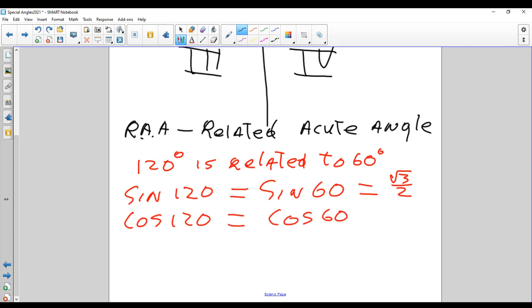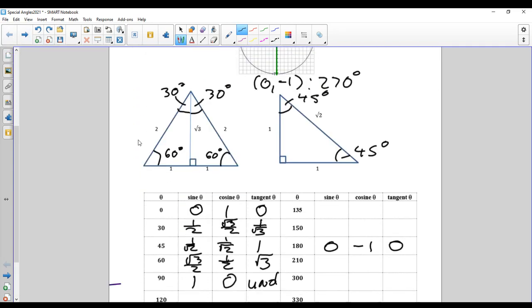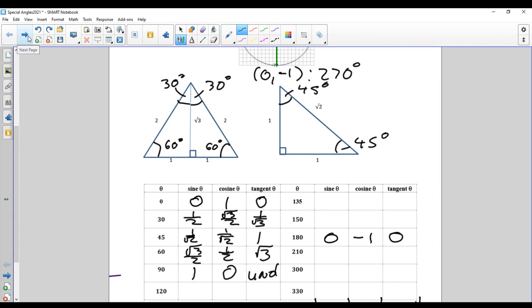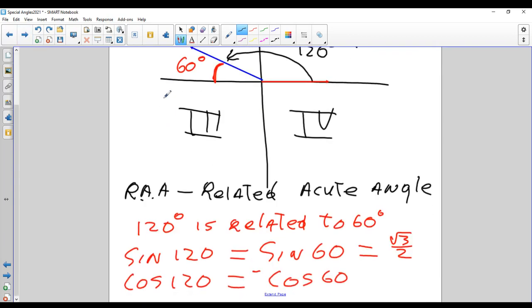It should be negative. So whatever we had for the cosine of 60 before is going to be the same answer for this, but just negative. Let's go back to the chart. Look for the cosine of 60. Cosine of 60 was a half. This answer should be negative a half.